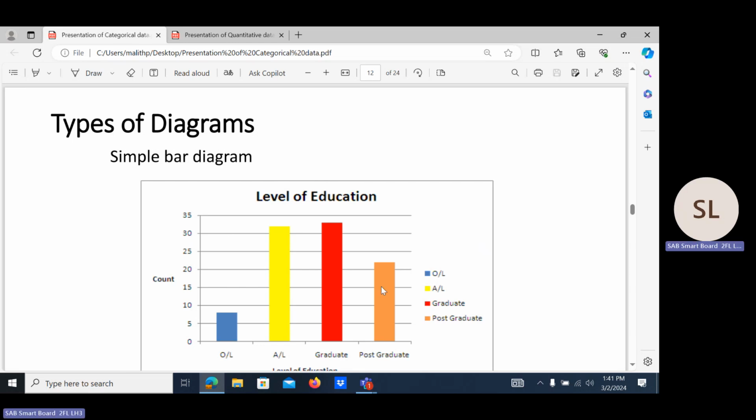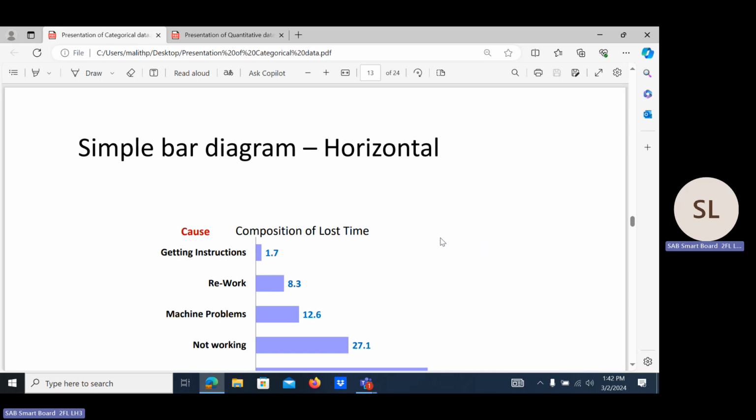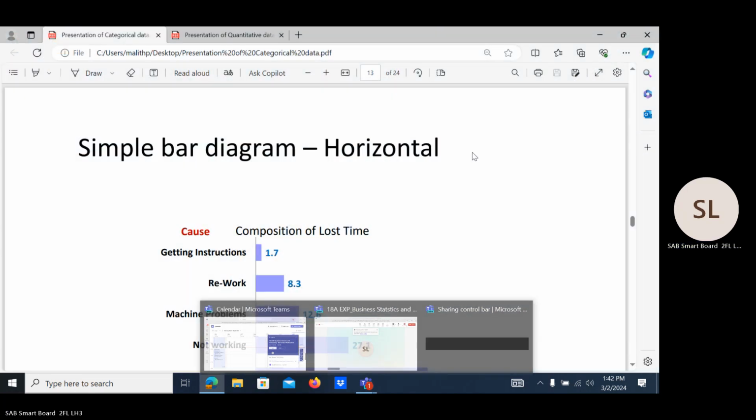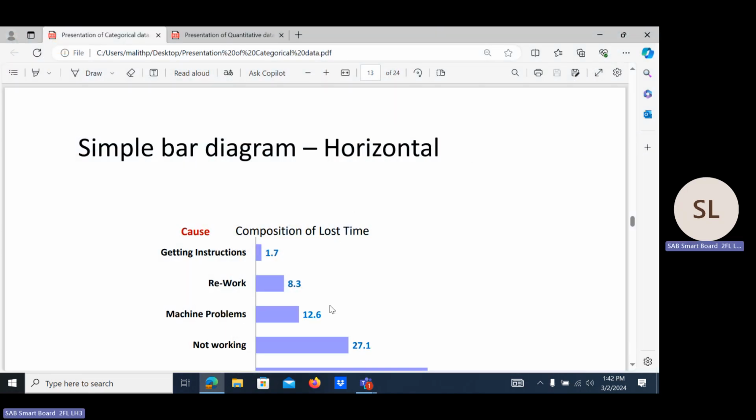Normally we use the diagrammatic way to present the data, then a person can easily understand. That's a visual form, no? Then people can easily understand. Then this is the other way, simple bar diagram in the horizontal basis. This axis represents categories and this one shows the frequency value.